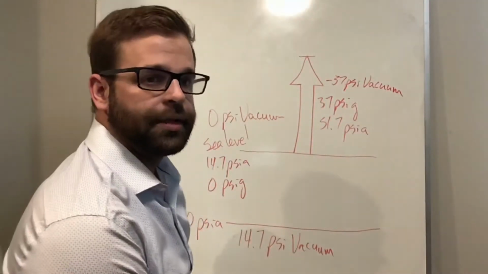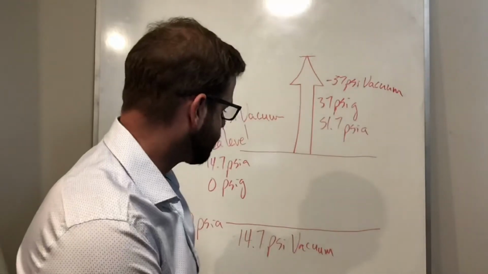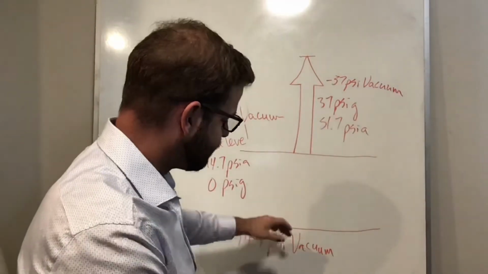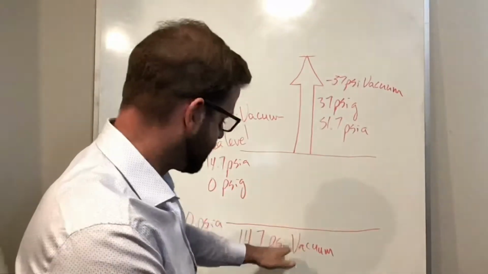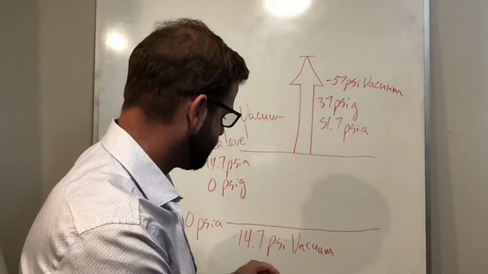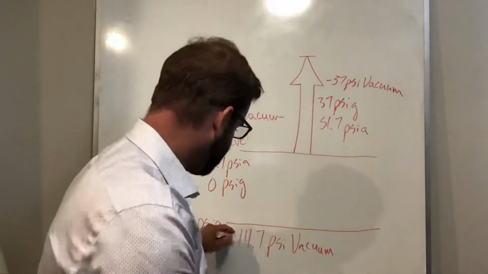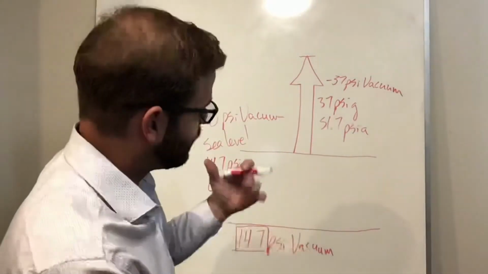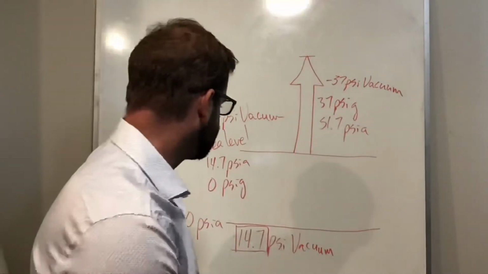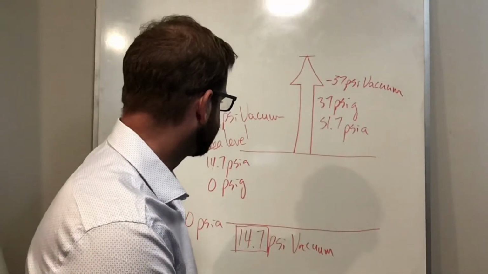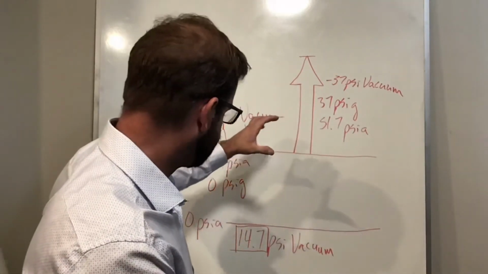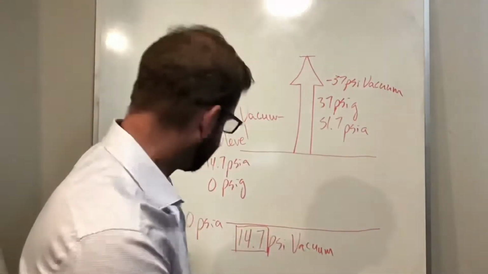So try not to confuse those values on the test. Remember that sea level is your baseline. When you go down, a complete vacuum is 14.7 psi. So keep that value in mind, the 14.7, for going back and forth between complete vacuum and your psia. Okay?